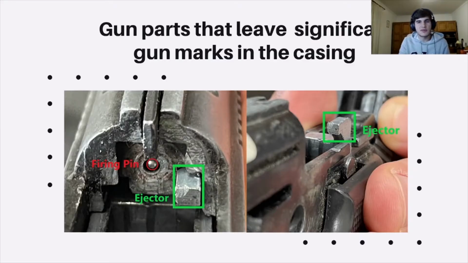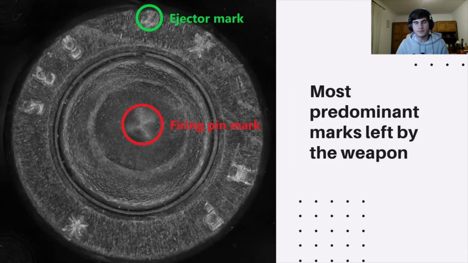These are the parts I was talking about. So we have the ejector, which causes the ejection of the cartridge from the weapon, and the firing pin, which is what causes the bullet to be fired. And these are the marks that these components leave. We have the firing pin mark and the ejector mark. Both of them are very predominant in the casings, especially the firing pin, which is always present in the casing.